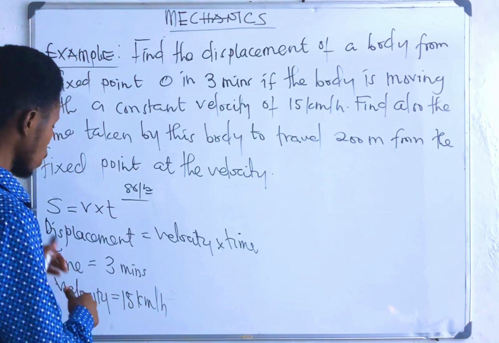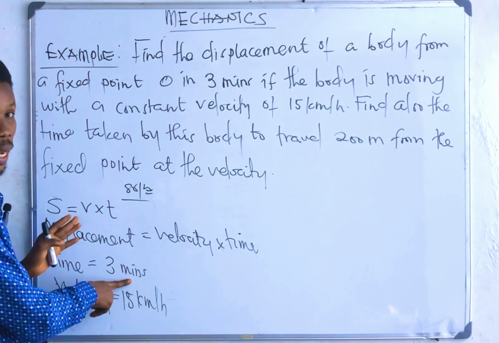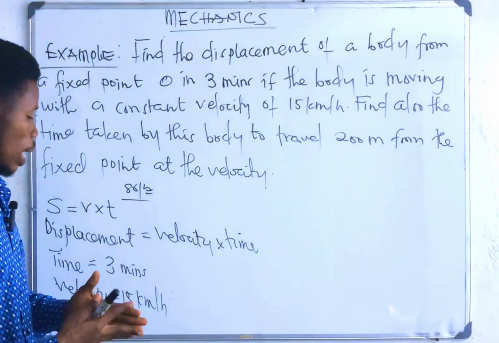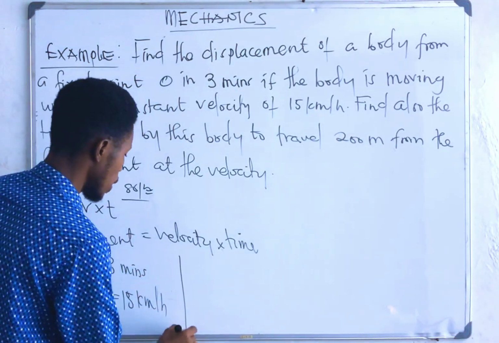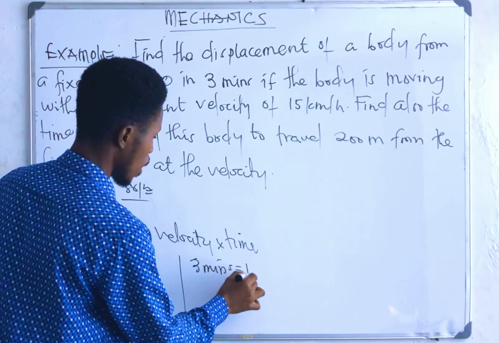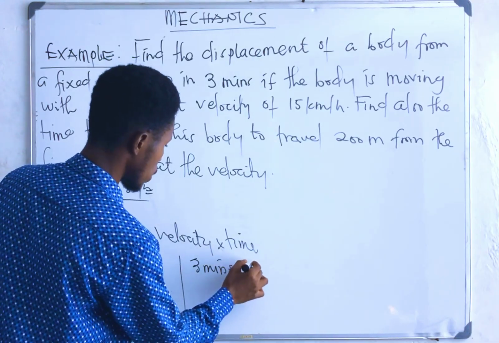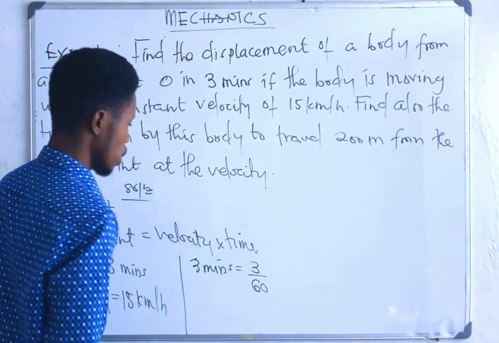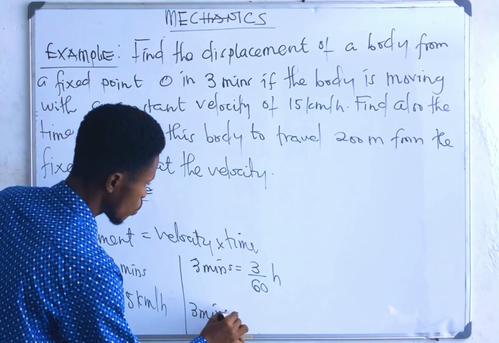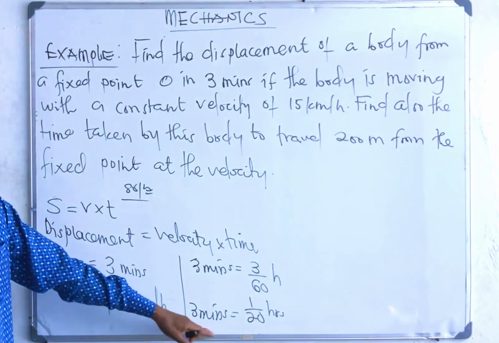So what we are going to do is that because here it is kilometers per hour and this is minutes, we convert these minutes to what? An hour. So if you want to convert minutes to an hour, every 1 hour will give us 60 minutes. So it means that 3 minutes will give us 3 over 60, which gives us 1 over 20 hours. Is that okay? So I've converted the 3 minutes to hours.